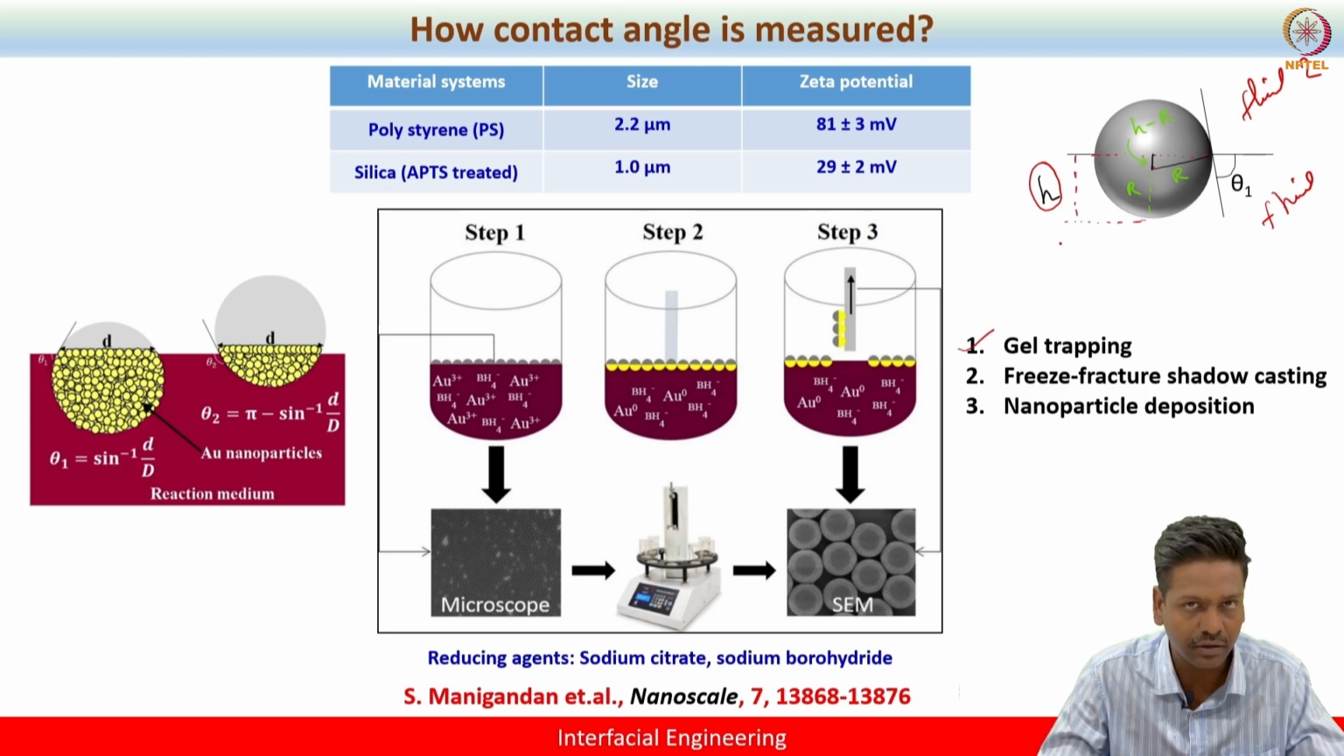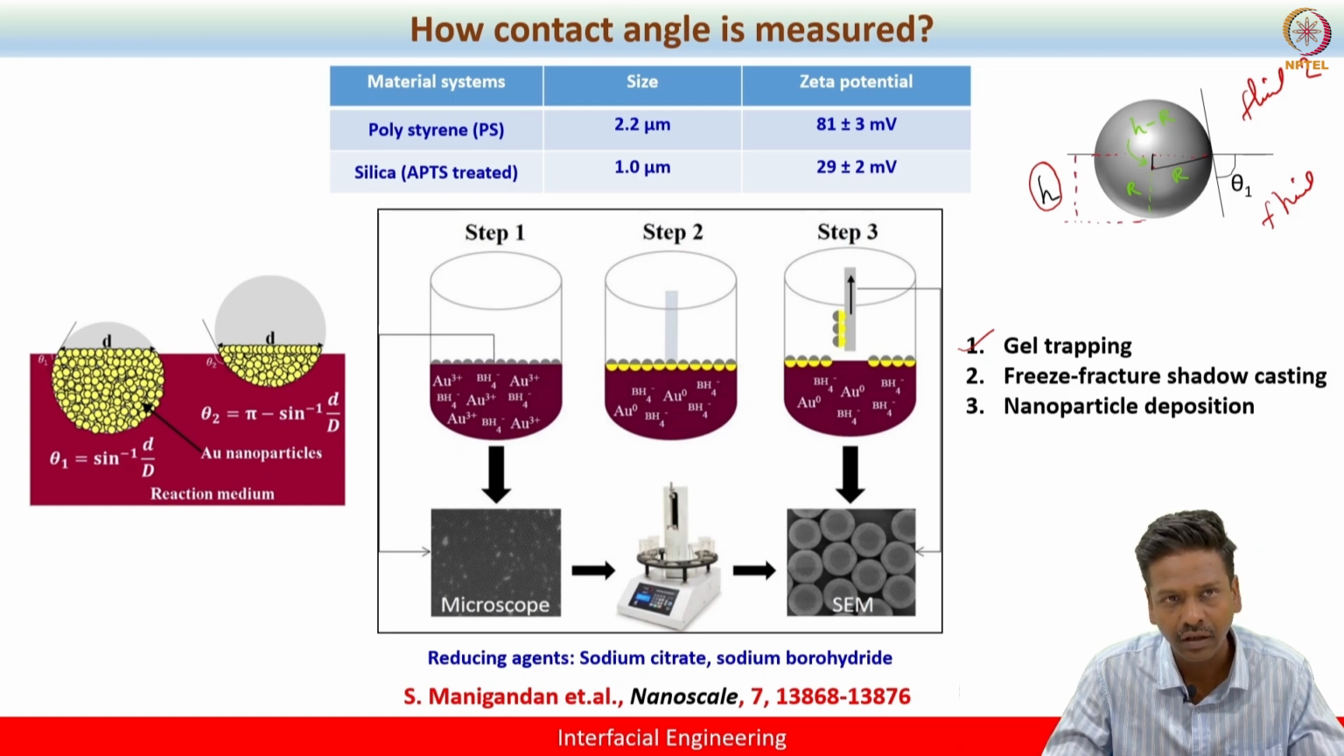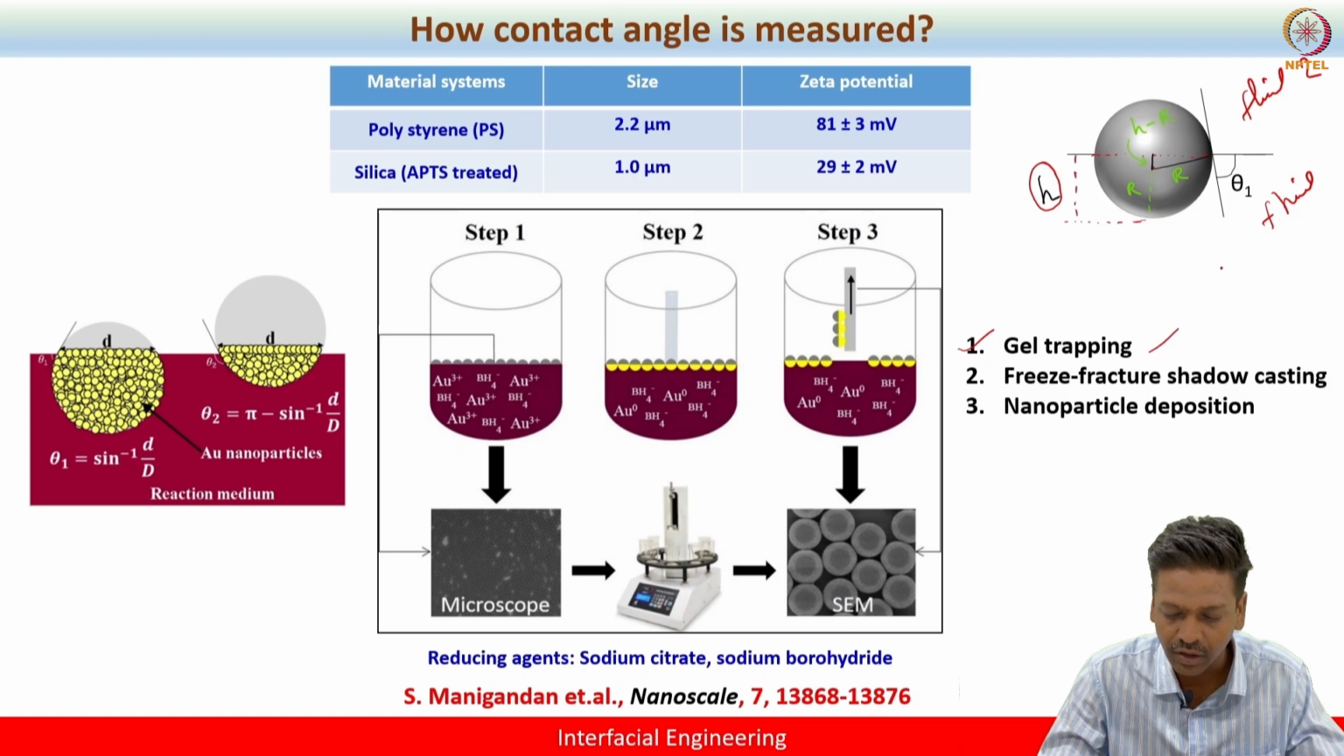It could be the gel trapping method. One can use gel trapping to understand theta, but the operation works at a slightly elevated temperature, whereas for freeze fracture shadow casting, one has to employ cryo scanning electron microscopy. The last but not least is the nanoparticle deposition, which we are going to discuss in today's lecture. Using this technique, one can understand the contact angle of the particles.